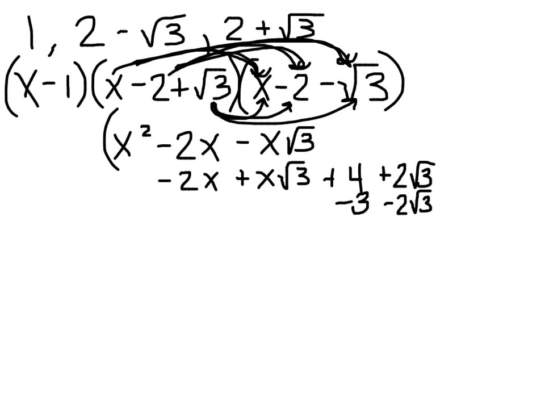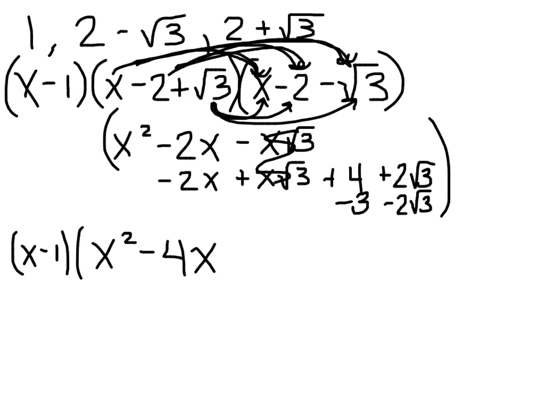Good. Now when I put everything together, x squared. What's negative 2 minus 2? Negative 4. This goes bye-bye. What's 4 minus 3? 1. And this goes bye-bye. So now it's time to FOIL.